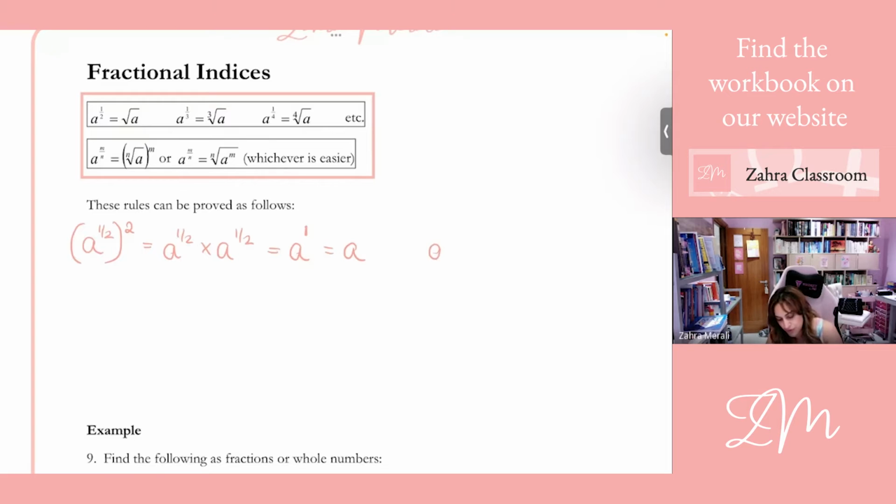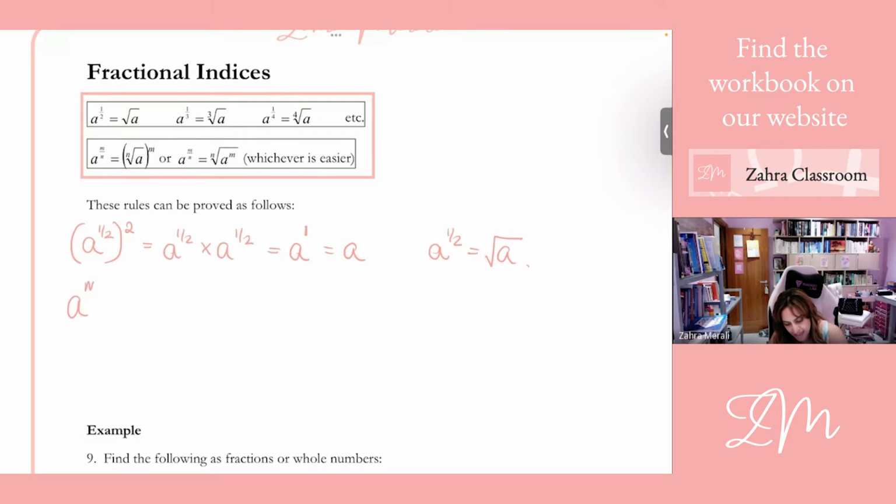So that proves to me that a to the half is the same as the square root of a. Okay, and in the same way, you can look at the cubic, a cubed, and then the cube root gives you a to the power of a third. Now let's think about it totally theoretically.